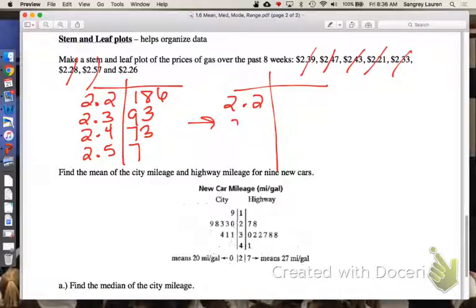There we go. Now, after we do this, the only thing we want to adjust is we want to make sure that everything is in order from least to greatest. So I'm just going to rewrite it and make sure I get all of my leaf values least to greatest. And voila, there's your stem and leaf plot.